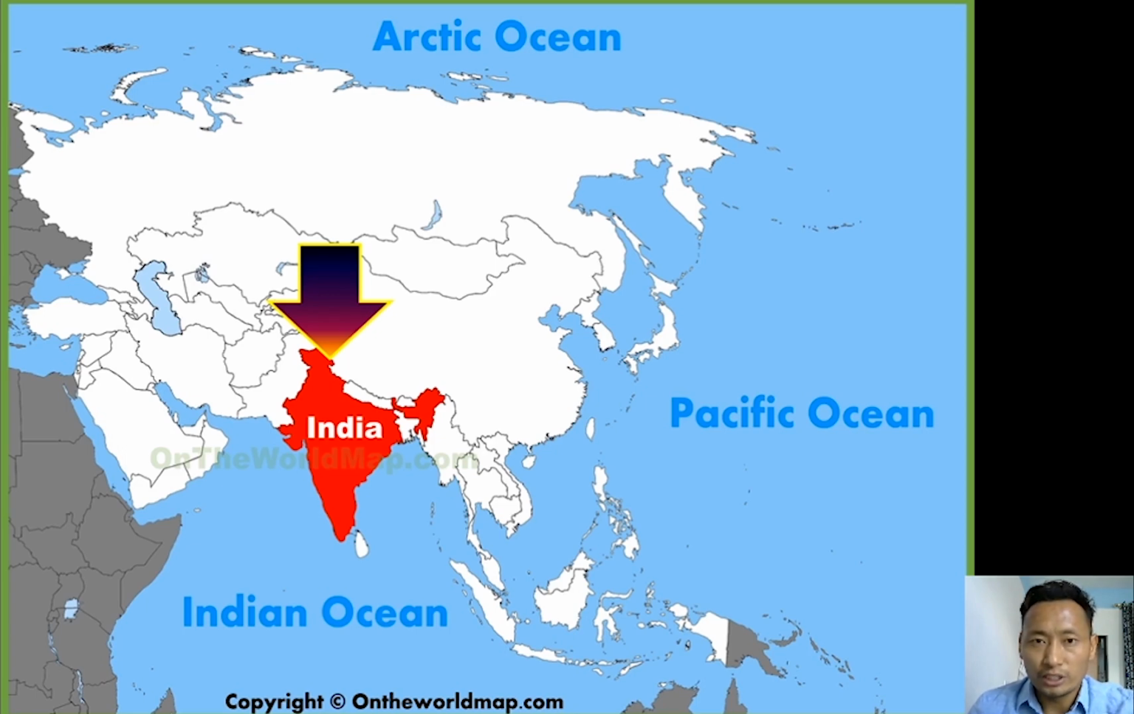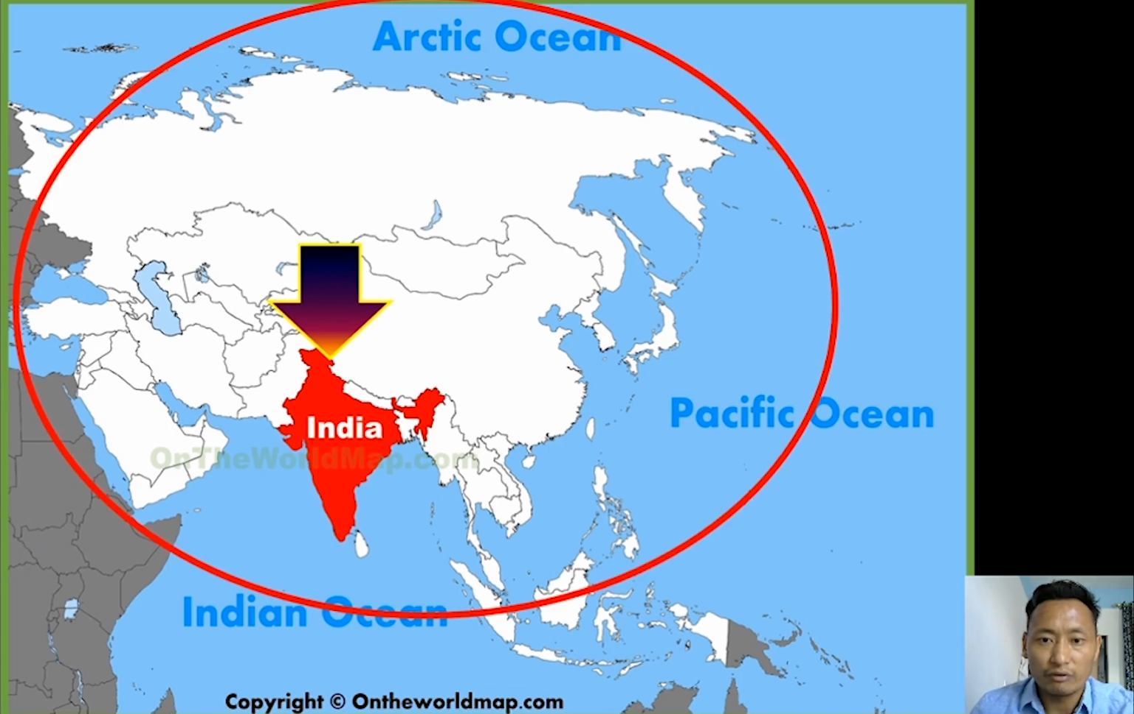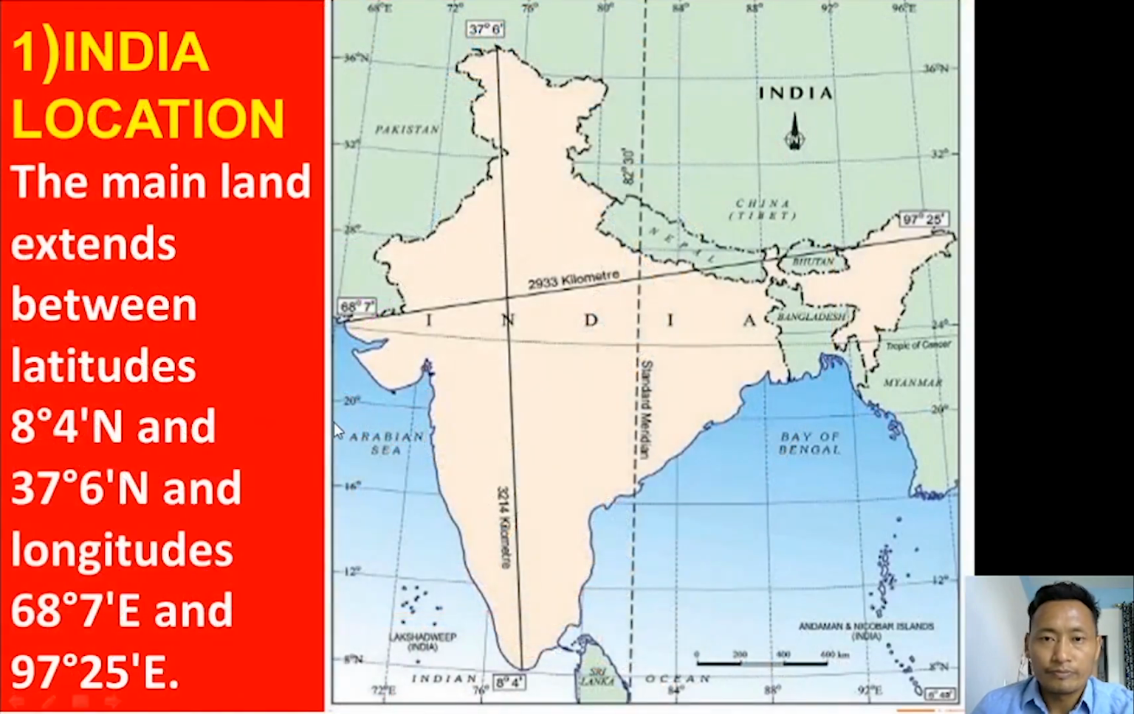This is the map of Asia. Inside the circle, we have the countries of the Asian continent. This arrow shows the location of India, at the south of the Asian continent. So in the above topics we discussed the location of India in general. India is located at the north of the equator, and in Asia, India lies at the south of the Asian continent.